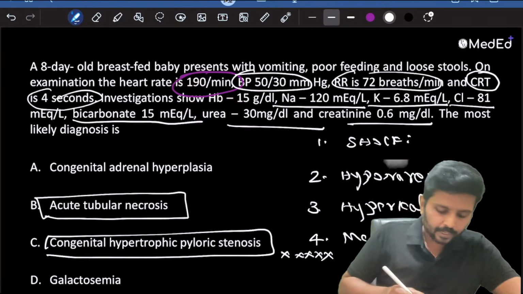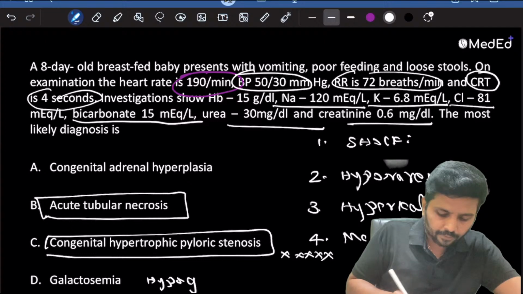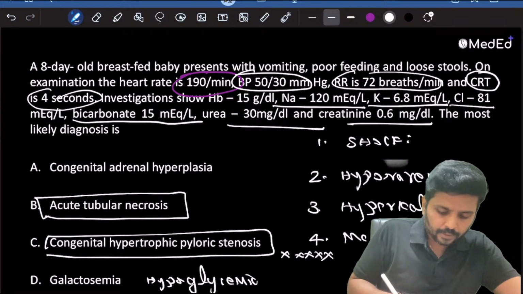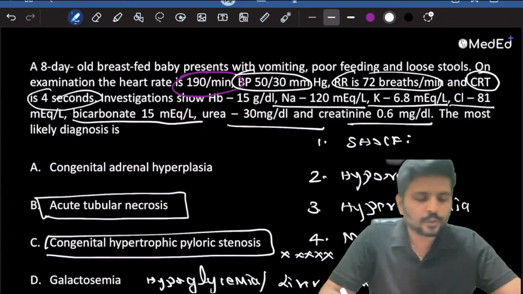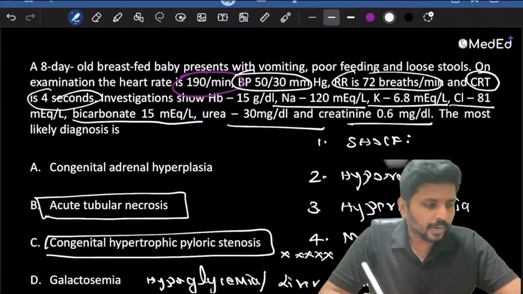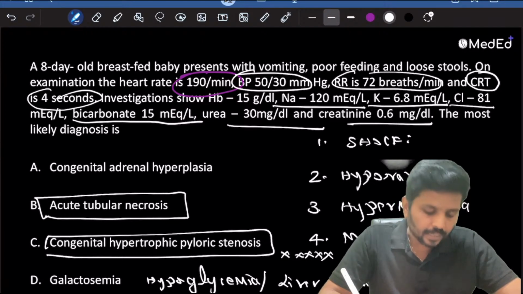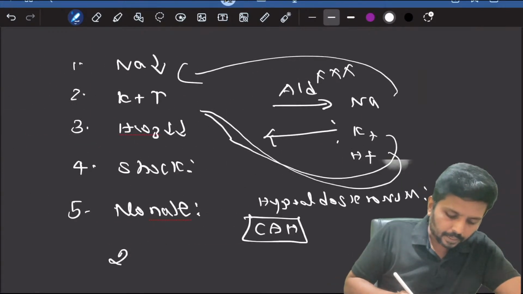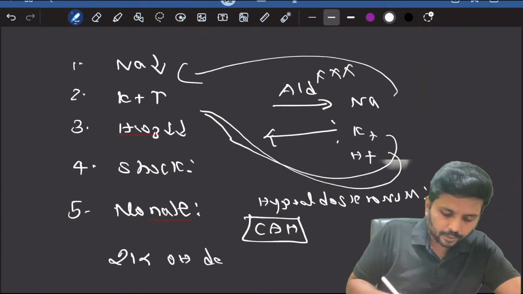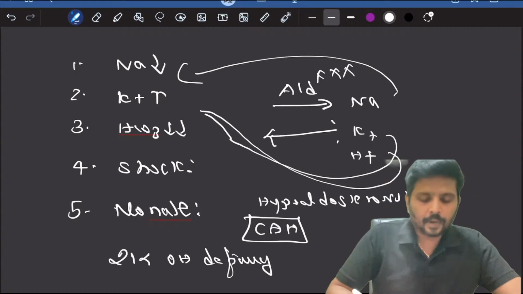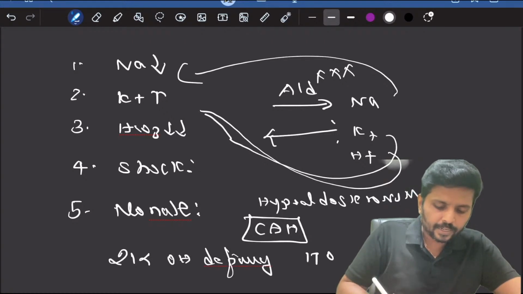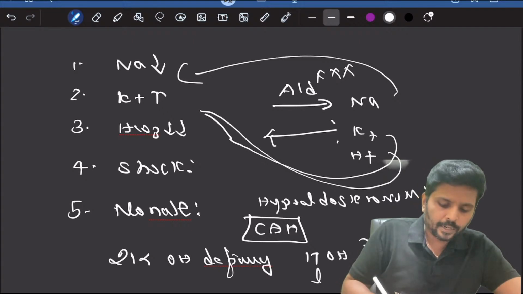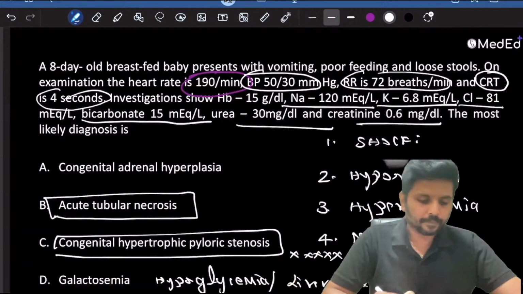Galactosemia will be associated with hypoglycemia and liver failure. So the answer for this first question is congenital adrenal hyperplasia. Most common cause for congenital adrenal hyperplasia is 21 alpha hydroxylase deficiency. And what is the investigation of choice? 17-hydroxyprogesterone. The investigation of choice is 17-hydroxyprogesterone levels in the blood.